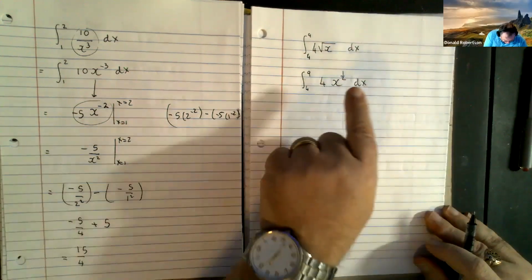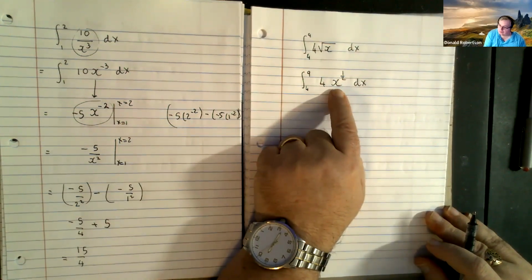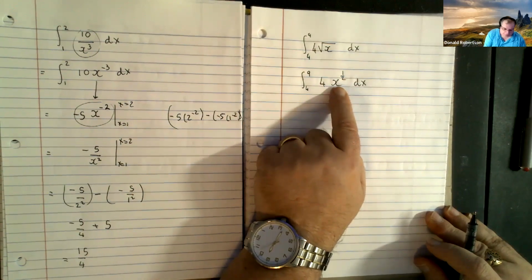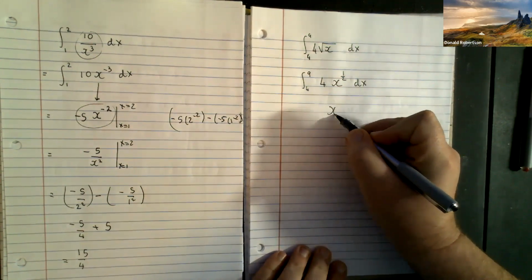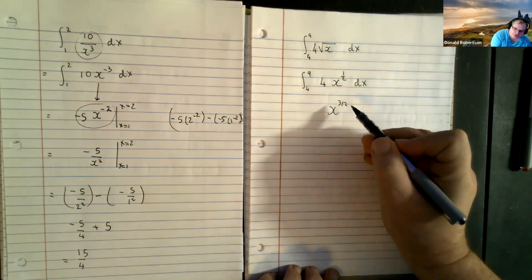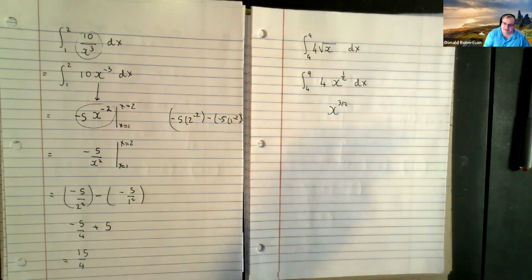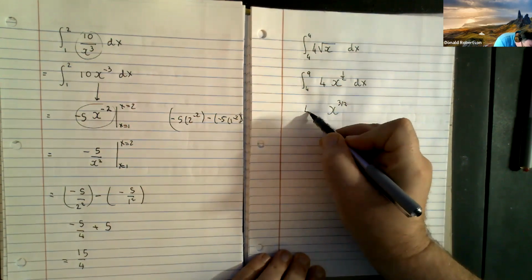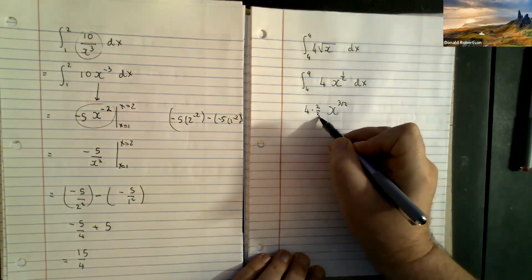Now, once you get to this format, it's a power rule. As weird as it looks, it's still a power rule. I'm going to add 1 to the power. Now I'm going to divide by the new power. Well, dividing by 3/2 is the same thing as multiplying by 2/3.